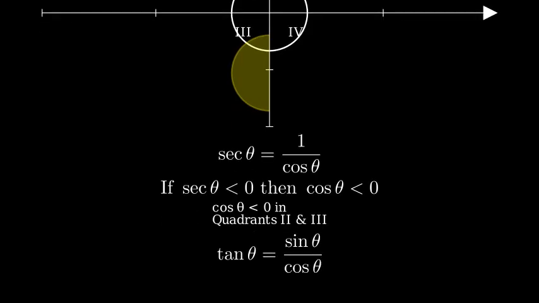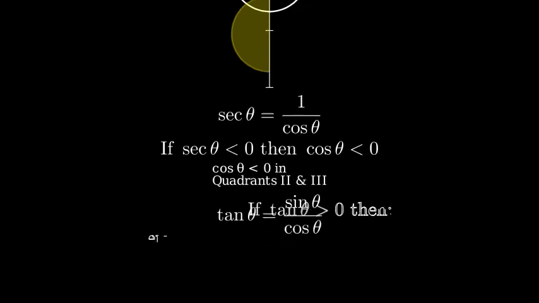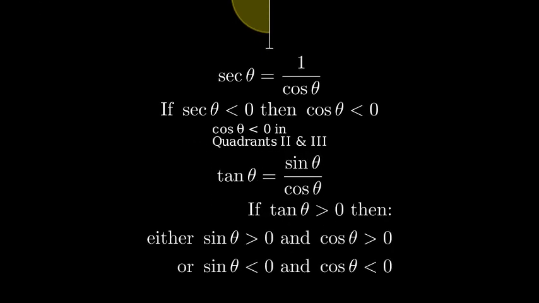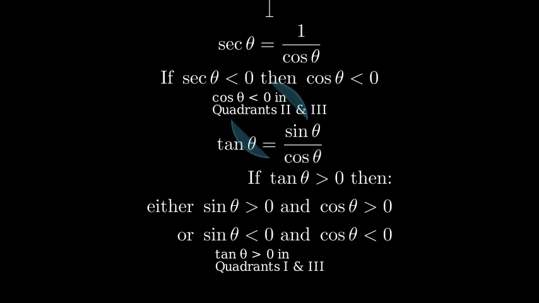Next, let's consider that tangent theta is positive. Remember that tangent theta equals sine theta over cosine theta. A fraction is positive when either both numerator and denominator are positive, or both are negative. Tangent is positive in quadrants 1 and 3. This is because in quadrant 1, both sine and cosine are positive, and in quadrant 3, both sine and cosine are negative. Now let's combine our findings.